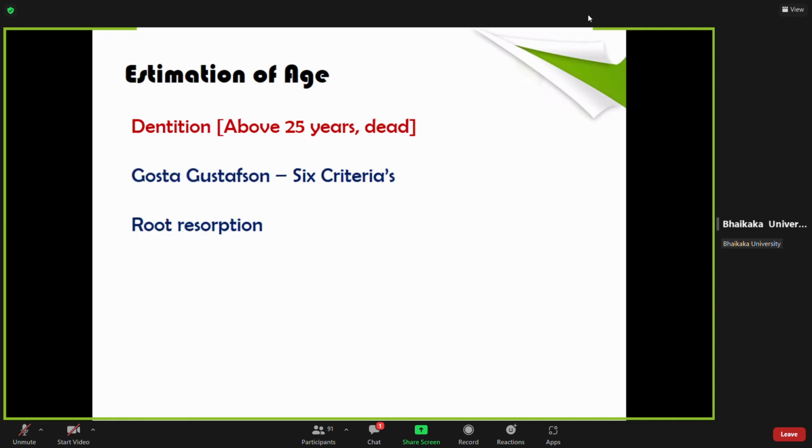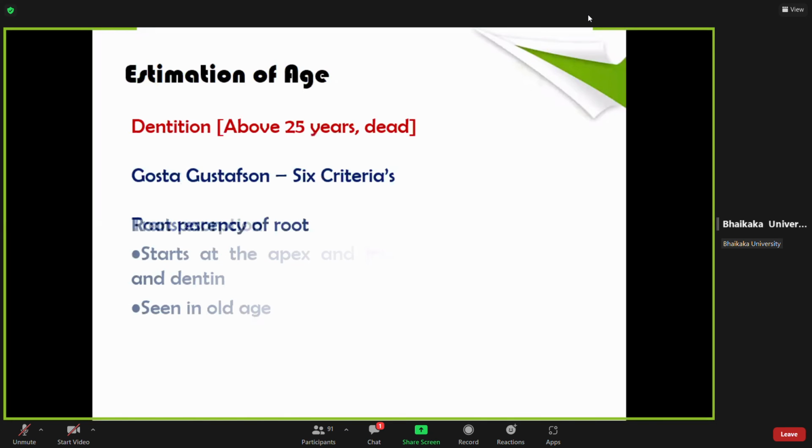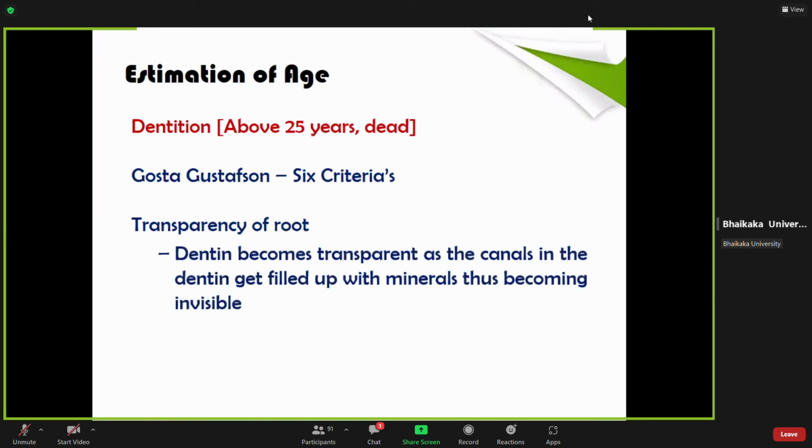Fifth is root resorption. Starts at the apex and involves both cementum and dentin. Seen in old age. Transparency of root. Dentin becomes transparent as the canals in the dentin get filled up with minerals, thus becoming invisible. Not seen before the age of 30 years.